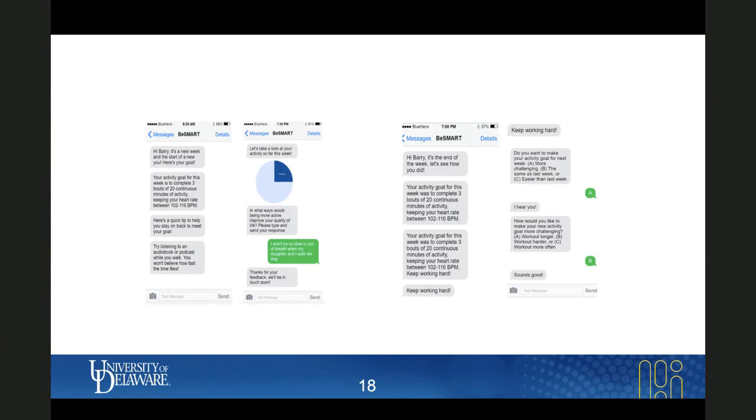So for a 20-minute bout, longer would be something like transitioning to 22 minutes instead of 20 minutes, or harder would be something like your target heart rate is going to increase. For example, here 102 to 116 is going to increase from 115, something like that.